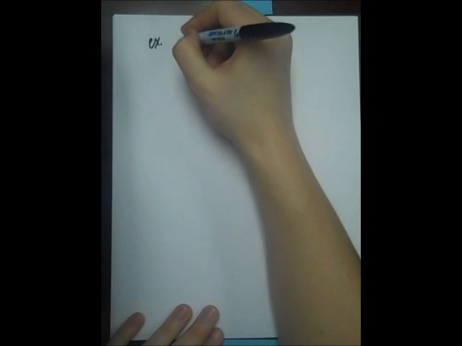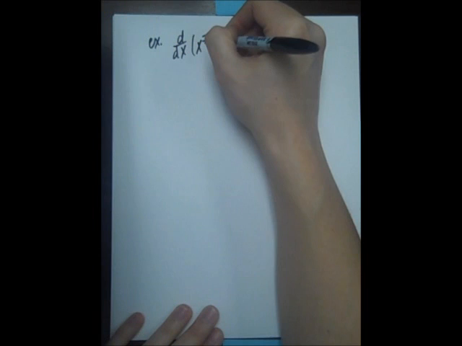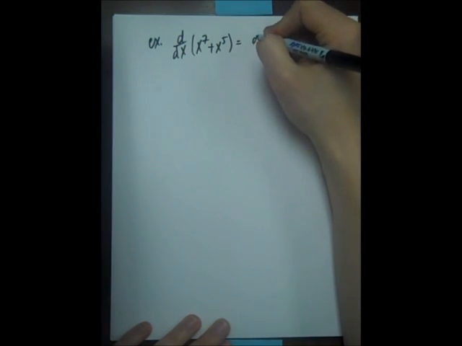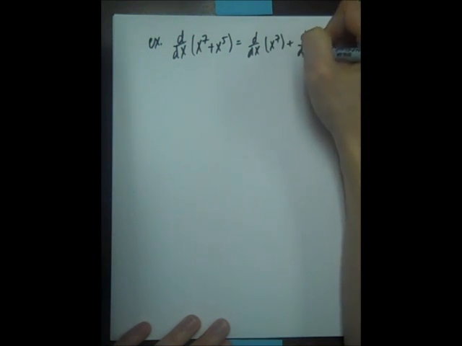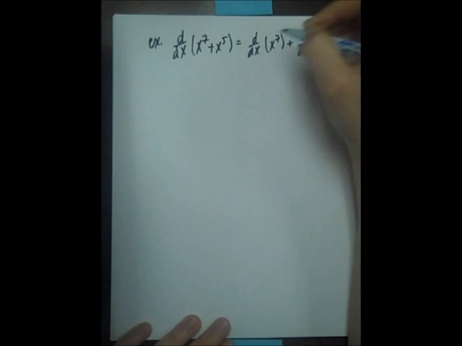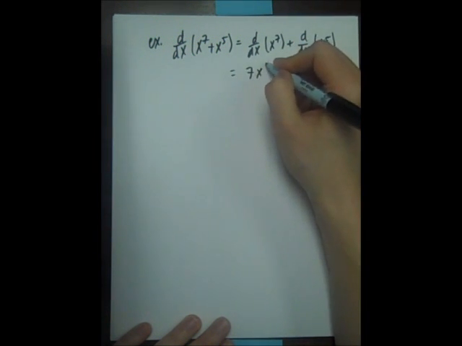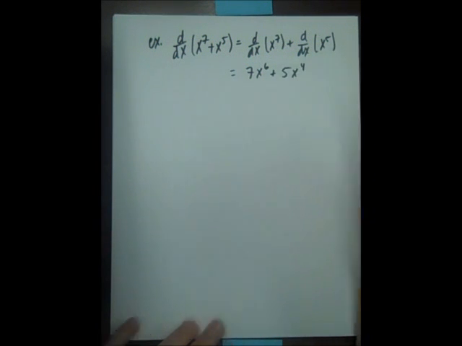So for example, what's the derivative of x to the 7th plus x to the 5th? Well, I'm just going to take the derivative of each piece. So the derivative of x to the 7th plus the derivative of x to the 5th. So this is a power, so I bring down my power, subtract 1. The next one also a power, bring down my power, subtract 1.